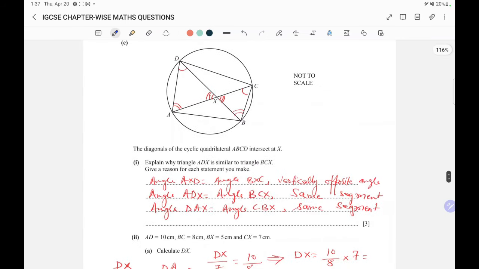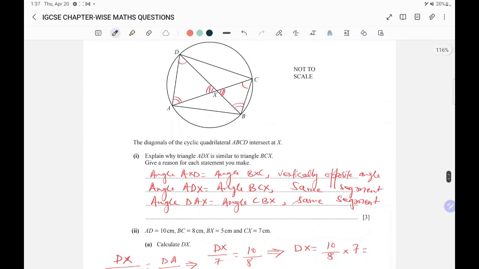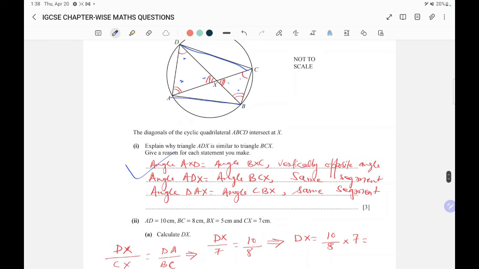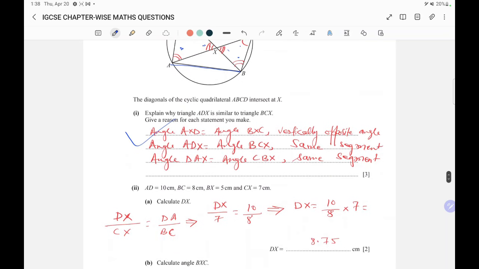Now over here, what's happening over here? The diagonals of the cyclic quadrilateral ABCD intersect at X. Now we have to show. So according to this chord, this angle must be equal to this angle. According to this chord, this angle must be equal to this angle. And these two are vertically opposite angles. So same thing I have written over here, just you can read carefully. So these three angles are same. So yeah, it will be a similar triangle.